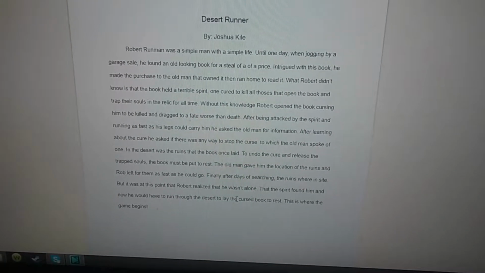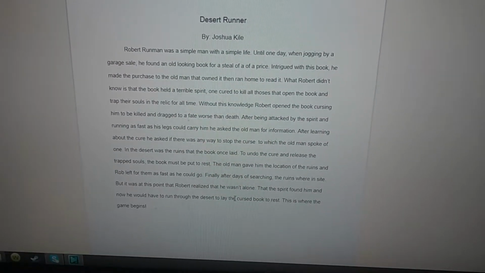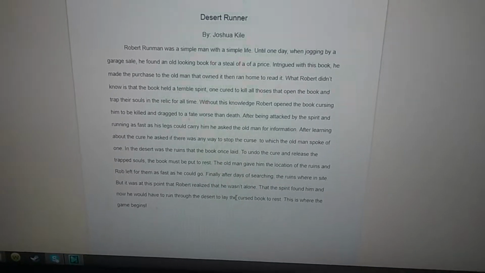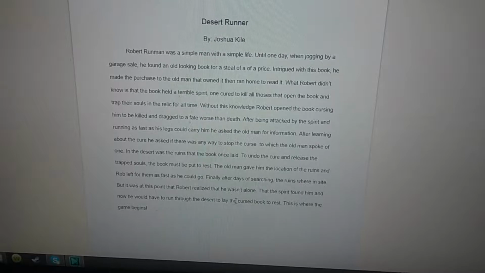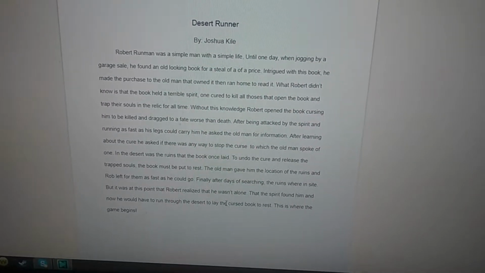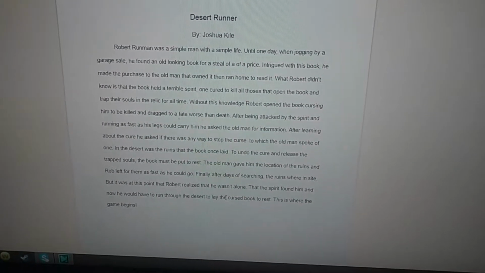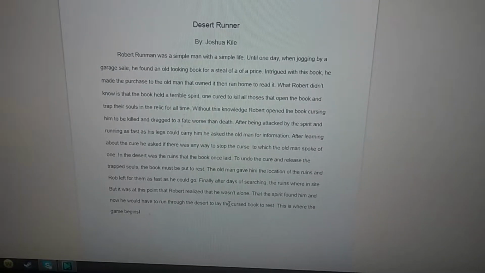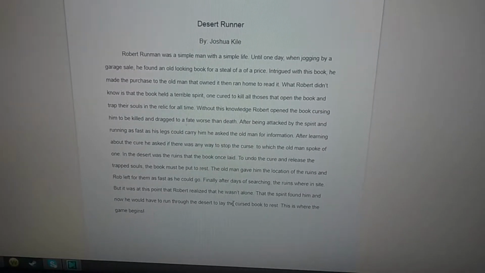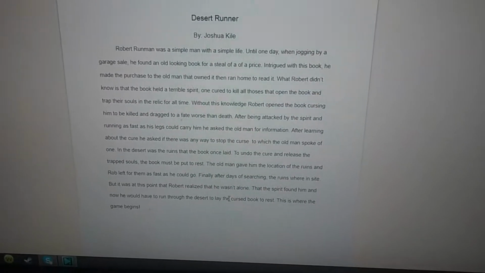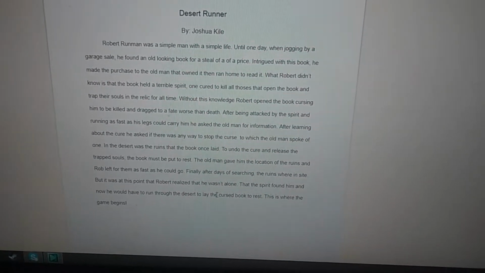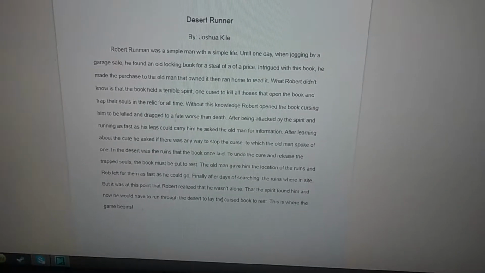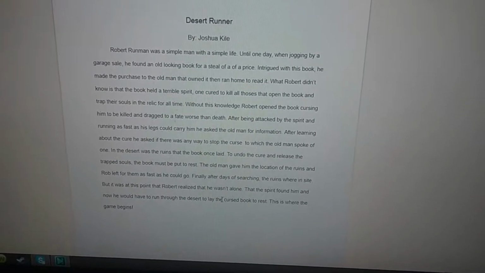What Robert didn't know is that the book held a terrible spirit, one curse to kill all those who opened the book and trap their souls in the relic for all time. Without this knowledge, Robert opened the book, cursing him to be killed and dragged off to a fate worse than death. After being attacked by the spirit and running as fast as his legs could carry him, he asked the old man for information. After learning about the curse, he asked if there was any way to stop the curse, to which the old man spoke of one.